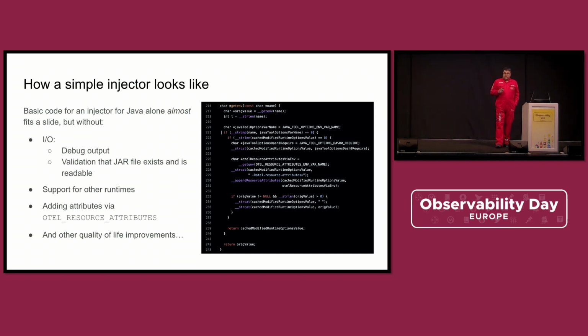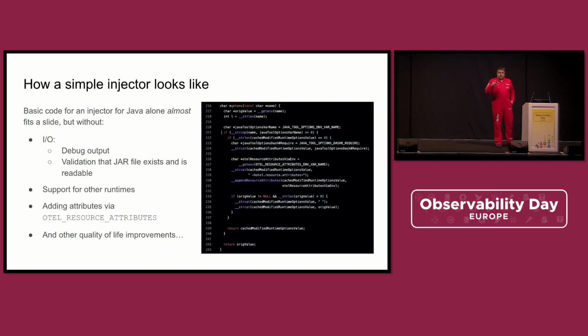So this is actually a listing. You're not supposed to be able to read it. You just are supposed to be impressed by how ugly my C is. It's a very simple injector that is hijacking getEnv to always return the OpenTelemetry Java agent as something that the JVM should load. This is actually what we're using in production today in the Dash0 operator. We have a better version that I'm going to talk about soon.